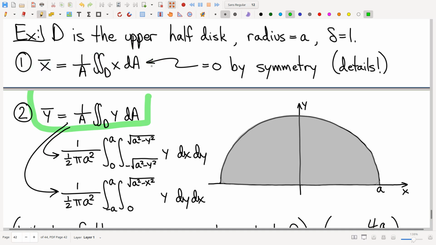Now, a couple of quickie things. What's with the area here instead of mass? Notice that the density was given as 1. Density is what you multiply times area to get mass. So if the density is 1, area is mass. And so that's what's going on there.